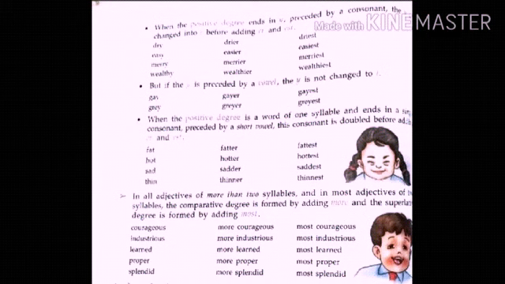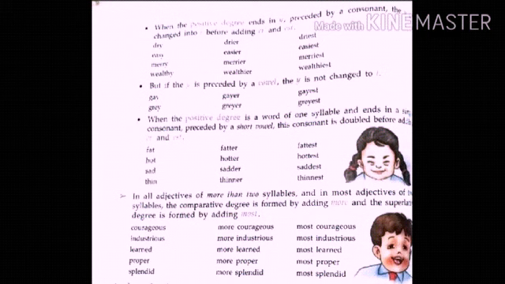Next rule. When the positive degree is a word of one syllable and ends in a single consonant preceded by a short vowel, this consonant is doubled before adding ER and EST. That is, when in the positive degree word, before the last sound, a vowel is given. For example, fat. The last sound is T and before that the vowel A is given.